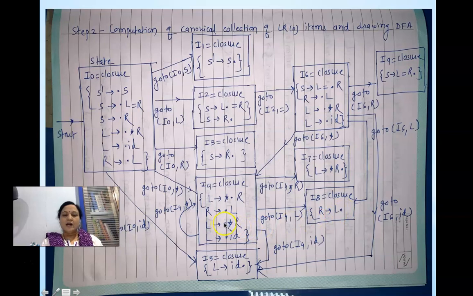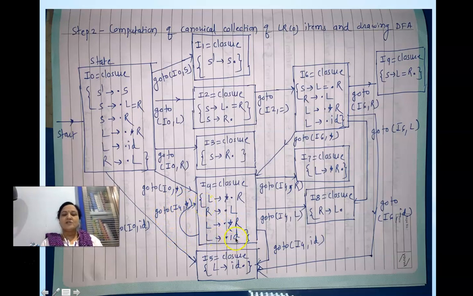Now here after the dot we have to shift over star. Which production are we going to get? L tends to star dot R. So if you see, it is a transition on I4 itself because I4 is the closure of star dot R. So I4 comma star is a closure to itself. So go to I4 comma star. I am not going to get a new state here. From I4 on star, if I take a transition, the transition is going to itself. So it is go to I4 comma star going to I4 itself.